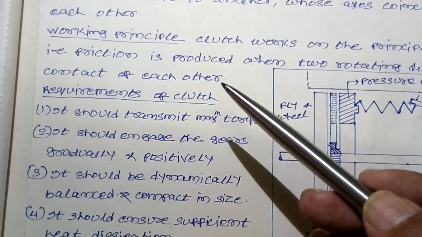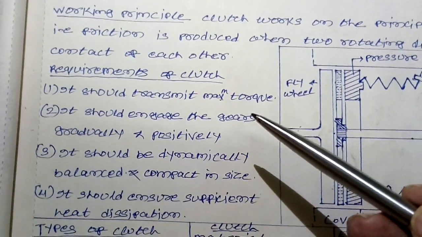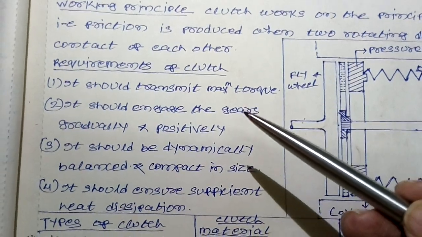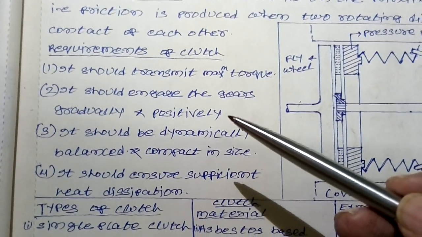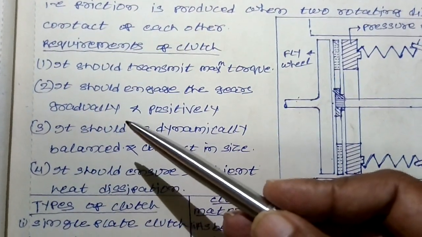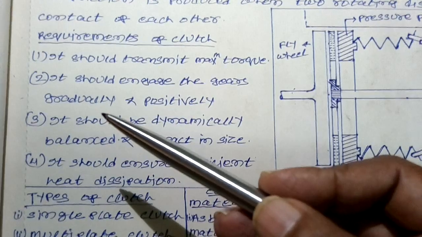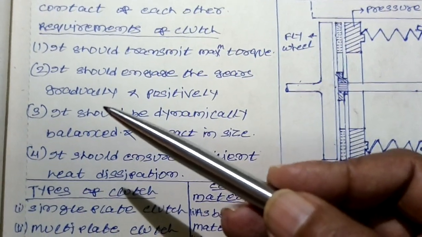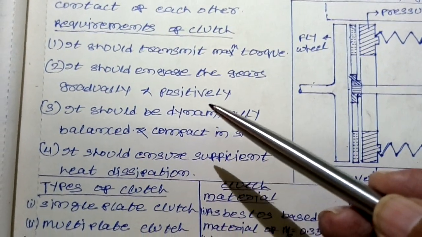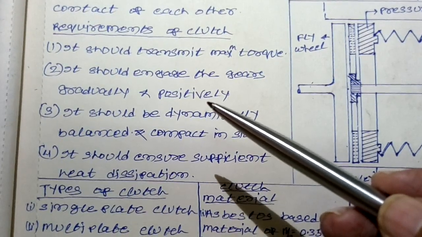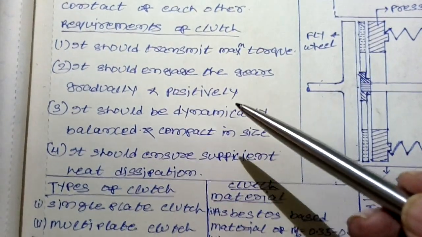Okay. Next, the requirements of a clutch. A clutch should transmit the maximum amount of torque. It should engage the gears gradually and positively. Gradually means that if the clutch engages the gears all of a sudden, an instant shock is felt. That is why it should engage the gears gradually, and positively means there should be no slip. So this is the line: it should engage the gears gradually and positively.